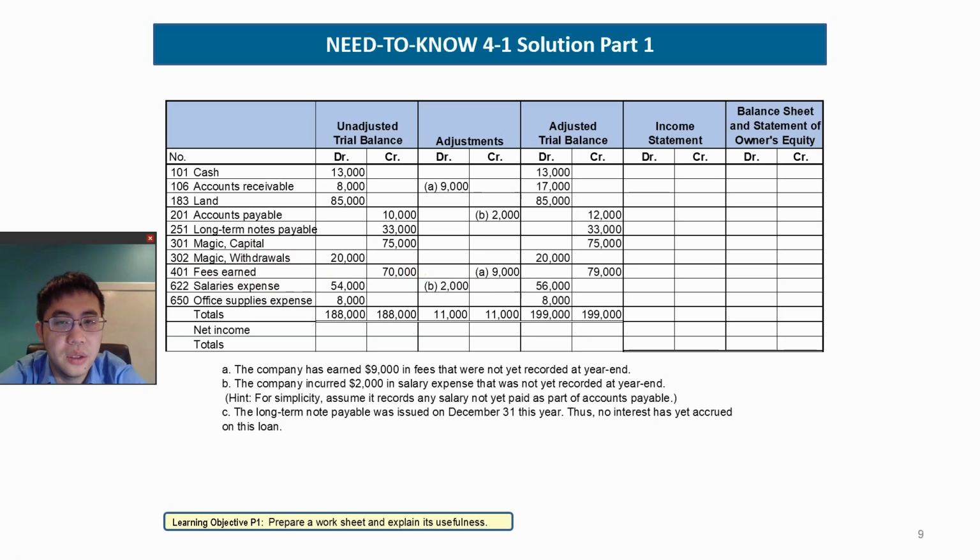Okay, so then you use the adjustments and add it to the unadjusted trial balance to get the adjusted trial balance. All right, so then the next step is to separate the accounts into balance sheet and into income statement. So what makes your income statement? That's the revenue, expenses, and that's it. And what makes your balance sheet? That's assets, liabilities, and equities.